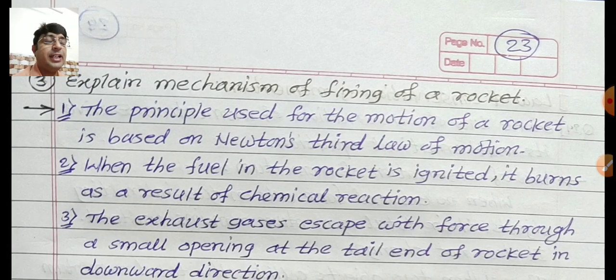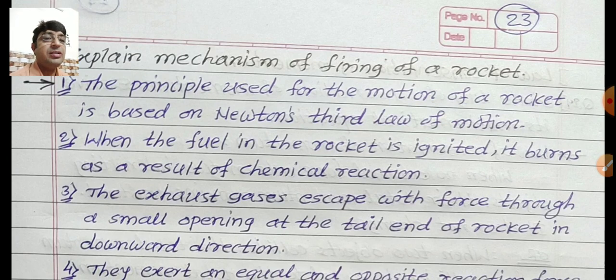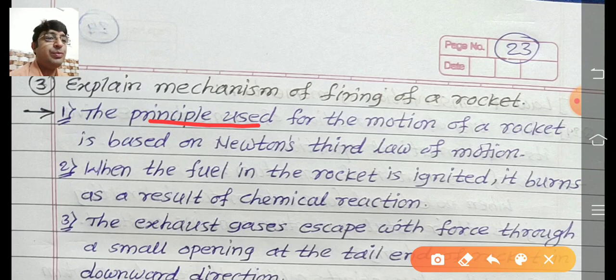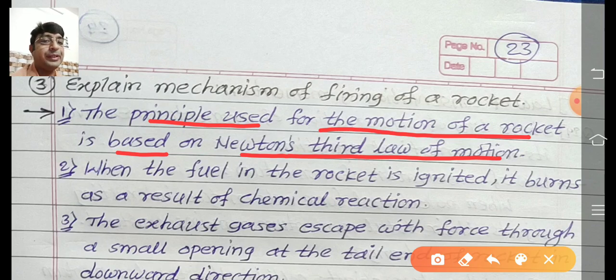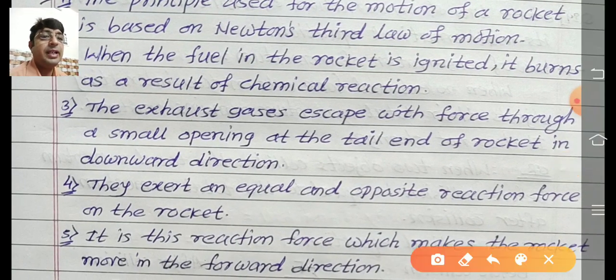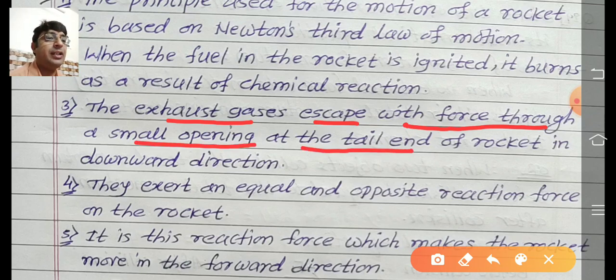Mechanism we are explaining with the help of Newton's third law of motion. The principle used for the motion of a rocket is based on Newton's third law of motion. That is an important point. When the fuel in the rocket is ignited, means burnt, that is, it burns as a result of chemical reaction. Third point, the exhaust gases escape, means are removed, with force through a small opening at the tail end of the rocket in a downward direction.